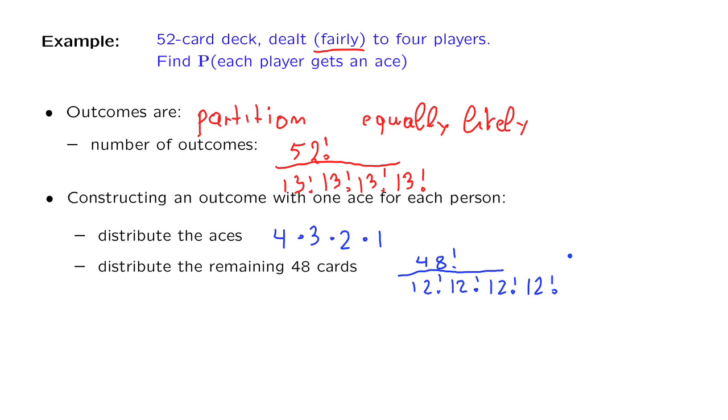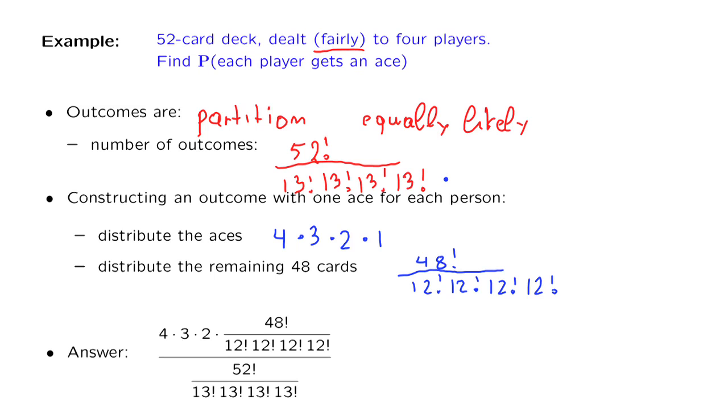So the number of ways that we can distribute the cards so that each person gets an ace, according to the counting principle, is going to be the number of ways that we can distribute the aces times the number of ways that we can distribute the remaining cards. The product of these numbers gives us the cardinality of the event of interest. We also have the cardinality of the sample space, so the desired probability can be found by dividing these two numbers, and the final answer takes this form.